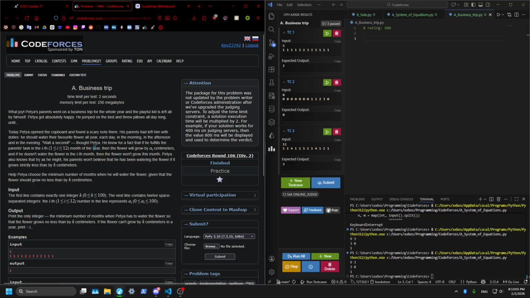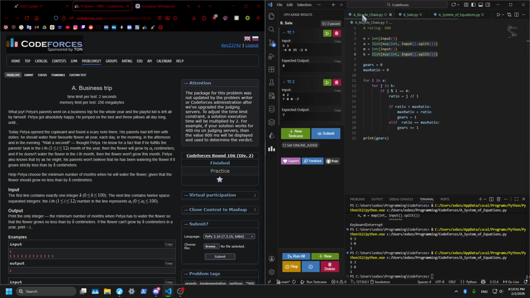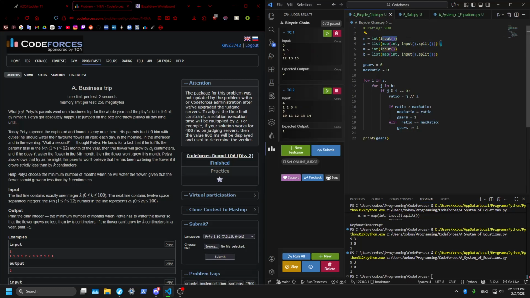He knows that the flower will grow. If he doesn't, the flower won't grow this month. His parents won't believe he's been watering the flower if it grows strictly less than K centimeters. Help find the minimum number of months where he will water the flower, given the flower should grow no less than K. Okay. First line is K. Second line is a list.